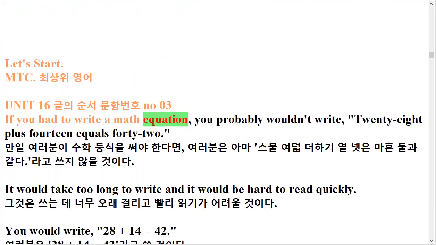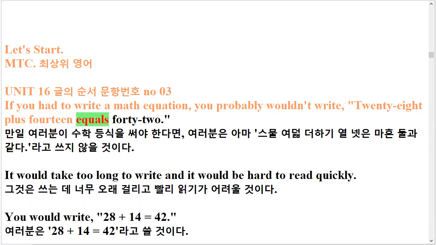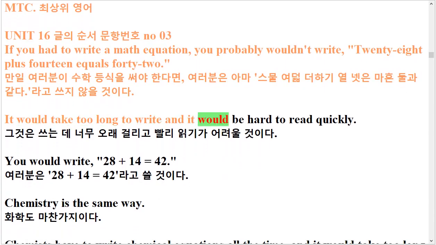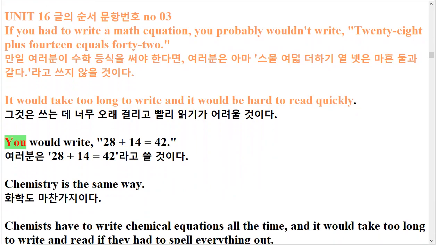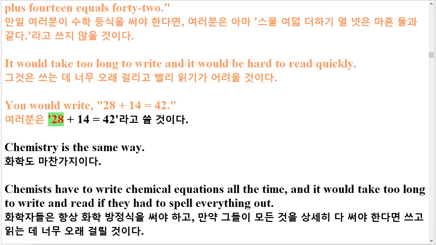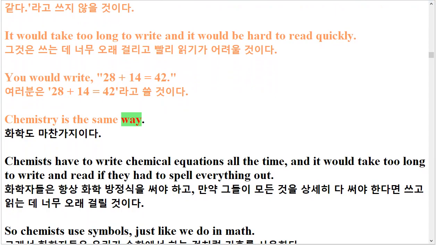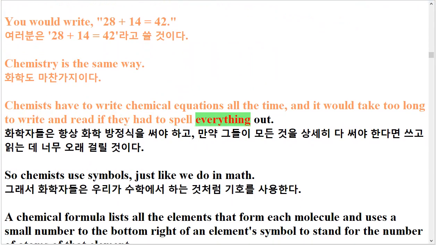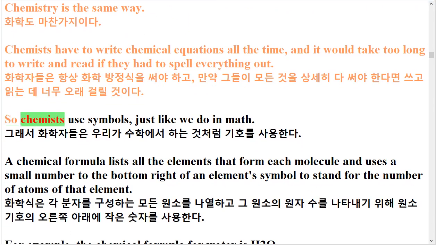If you had to write a math equation, you probably wouldn't write "twenty-eight plus fourteen equals forty-two". It would take too long to write and it would be hard to read quickly. You would write 28 + 14 = 42. Chemistry is the same way. Chemists have to write chemical equations all the time, and it would take too long to write and read if they had to spell everything out. So chemists use symbols, just like we do in math.